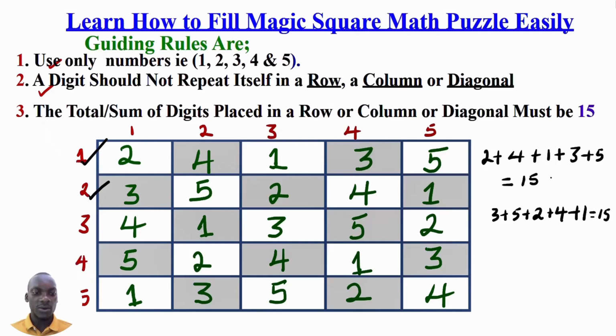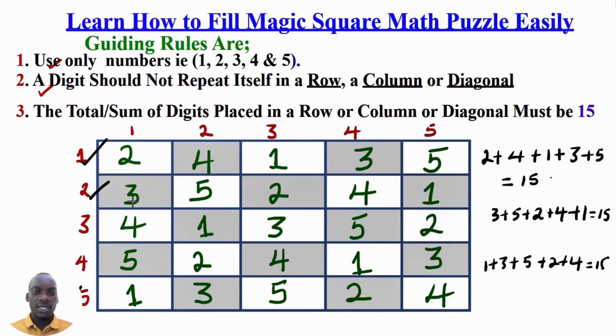Let us also cross check row number 5. Row number 5, we have 1 plus 3 plus 5 plus 2 plus 4. So 1 plus 3, that is 4. 4 plus 5, that is 9. 9 plus 2, that is 11. 11 plus 4, that is 15. Meaning that row number 5 is also abiding by rule number 3.